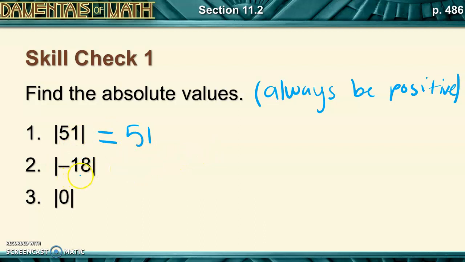What about this one? The absolute value of negative 18. Well, it turns it positive. What's the positive version of negative 18? Just 18. What is the absolute value of 0? Well, there is no positive or negative value of 0. We're just going to say 0. That's not too bad, right?